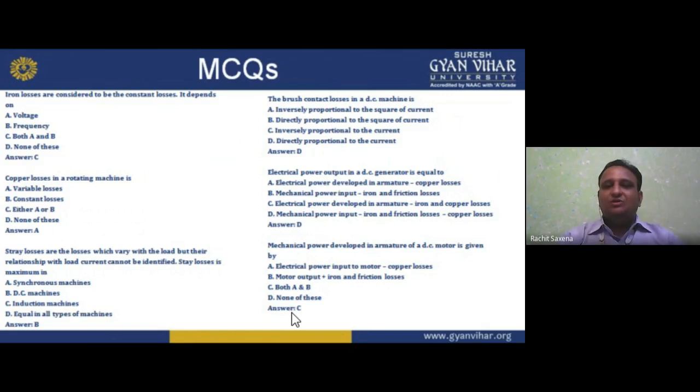The brush contact losses in a DC machine are directly proportional to the current. Electrical power output in a DC generator is equal to mechanical power input minus iron friction loss and copper losses, as we have already seen in the power flow diagram. Mechanical power developed in the armature of a DC motor is given by electric power input to the motor minus copper loss, which is motor output plus iron friction loss, same. So both A and B.